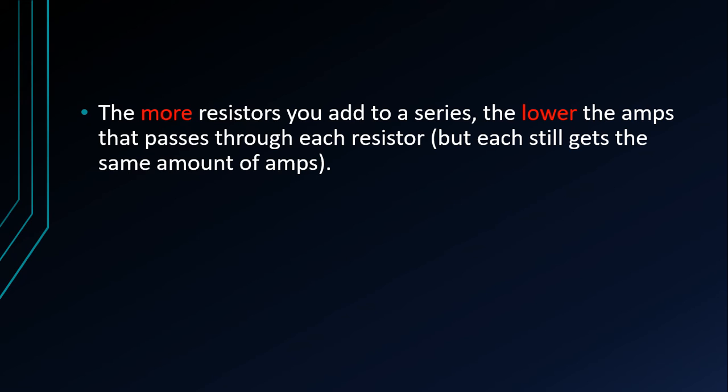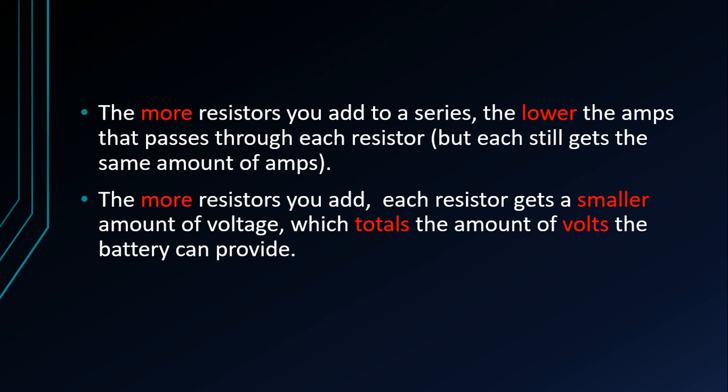The more resistors you add to a series, the lower the amps that pass through each resistor. Okay, but it still gets the same amount of amps. So, for example, with that 9 light bulb example, if we had just 3 light bulbs and it was a 9-volt battery, then each light bulb would get 3 volts, way more than if we had 9 light bulbs on that circuit. The more resistors you add, each resistor gets a smaller amount of voltage, which totals the amount of volts the battery can provide.